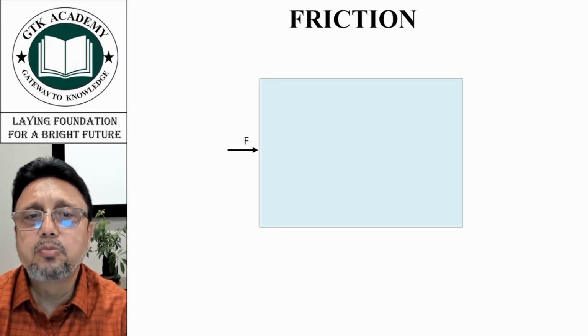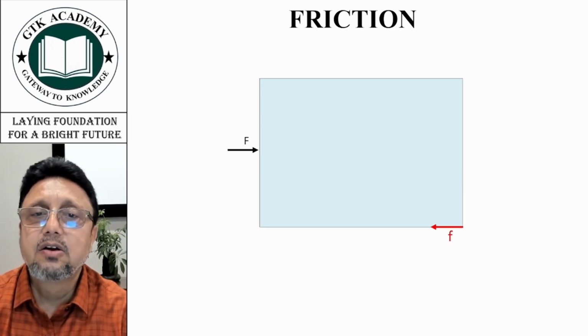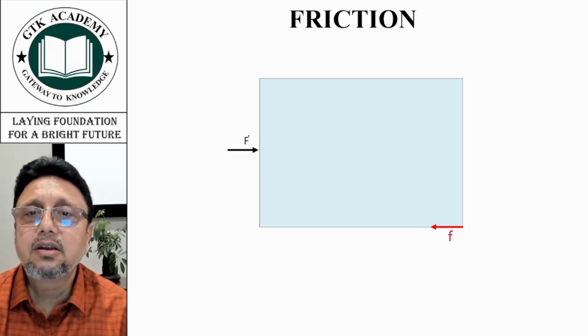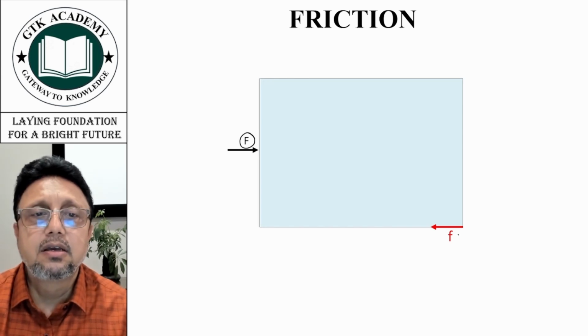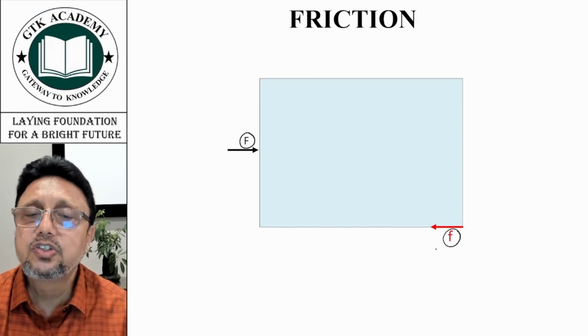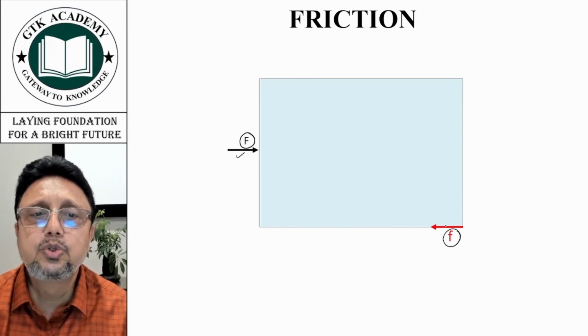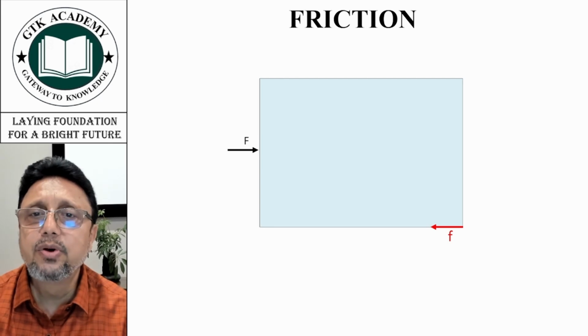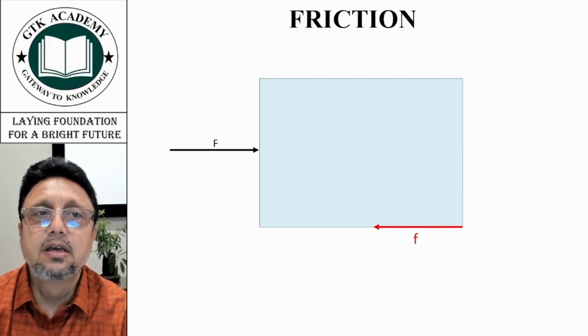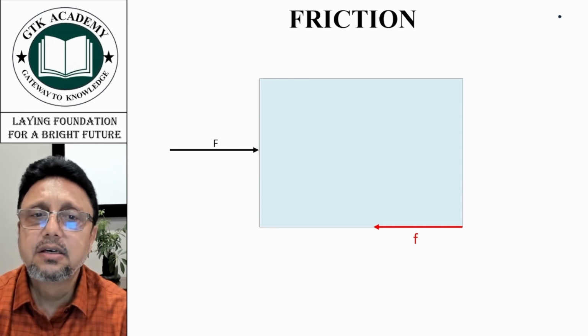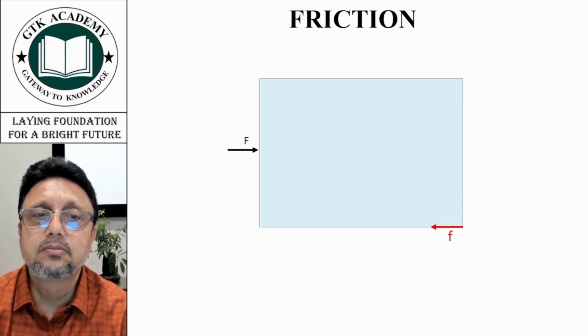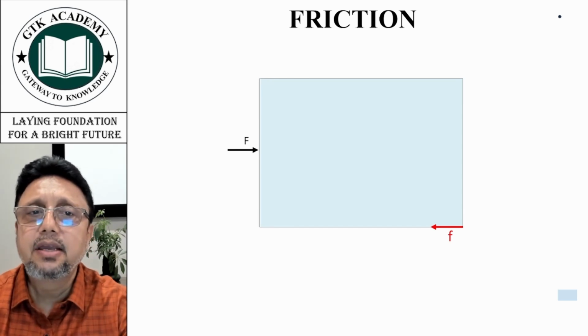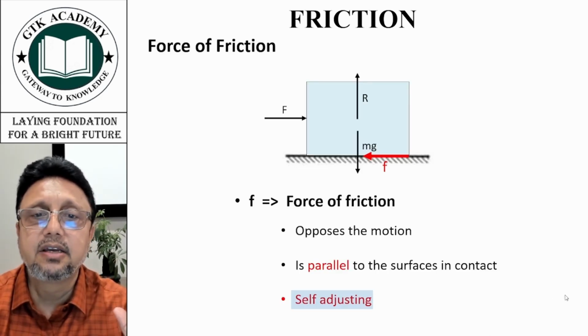If we apply a force on this block, there is a force of friction. So whatever is the force here, the same is the force of friction generated. I have shown by two equal arrows. Now if you increase this capital F, small f also increases. If you go on increasing it, this will increase. But if you decrease it, then this will also decrease like this. That is what I mean by self-adjusting.